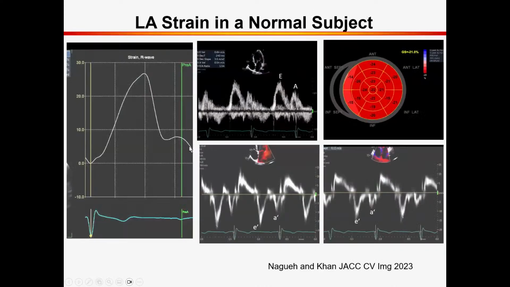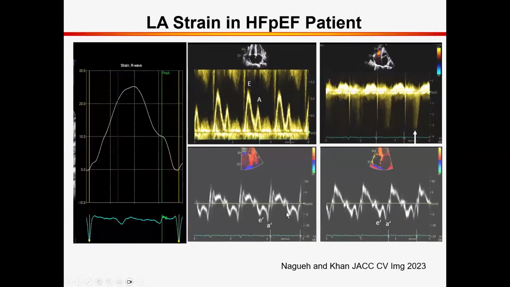If you go to studies that advocated using LA strain to say there is diastolic dysfunction, if we have values of LA strain in the 20s, then that can be a problem. Let me show you the opposite of this scenario, a patient with HFpEF, pretty high TR velocity, 3.5 plus, E to E prime ratio elevated, but again, a similar LA reservoir strain in the mid-20s.